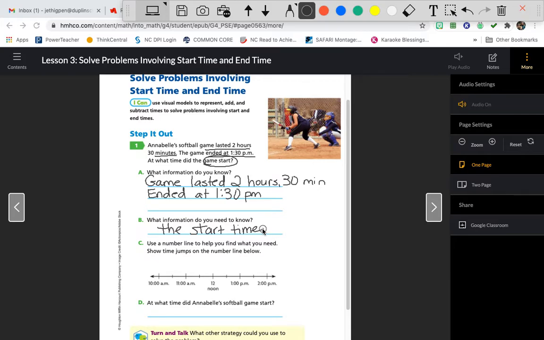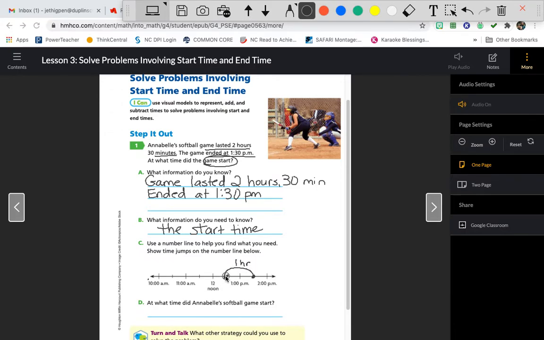So if you'll notice, our number line here shows from 10 a.m. to 2 p.m. So first we need to know when our game ended. It ended at 1:30. So we're going to put a dot here in between 1 o'clock and 2 o'clock. Now, we know that it lasted 2 hours and 30 minutes. So we're going to jump by hour. So if we go from 1:30, we're going to jump to 12:30. That would be the first hour.